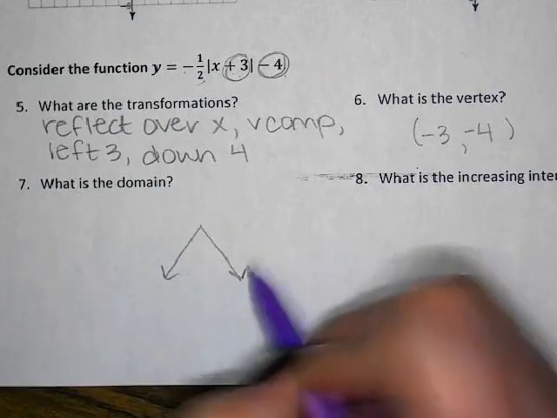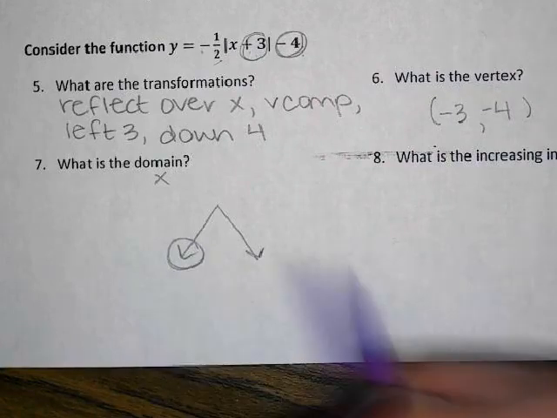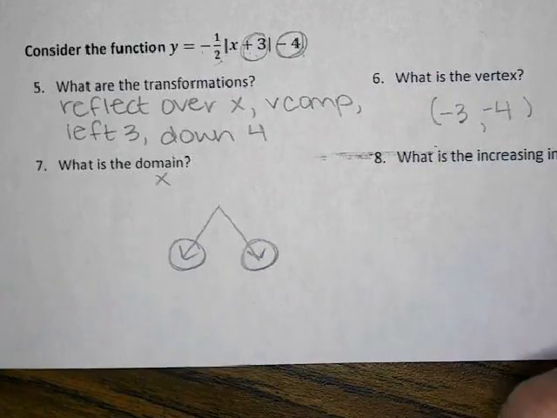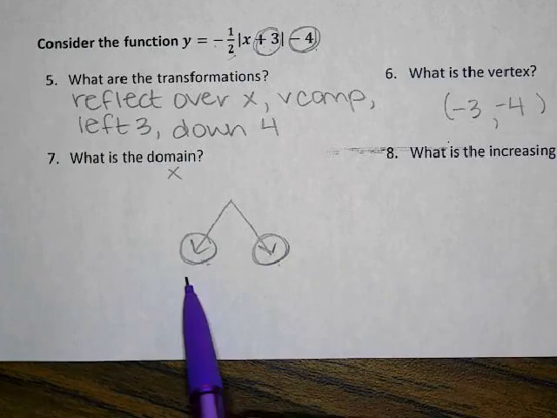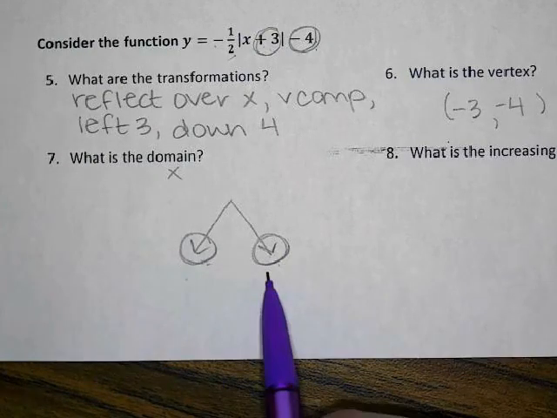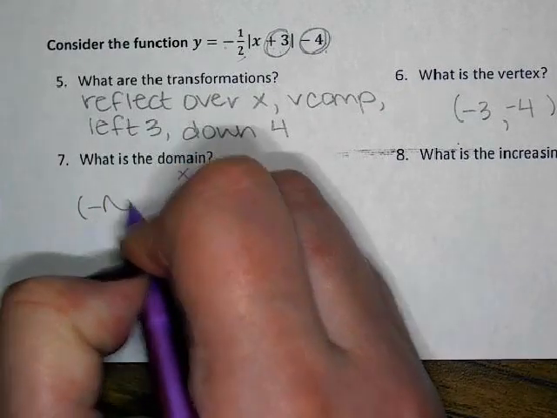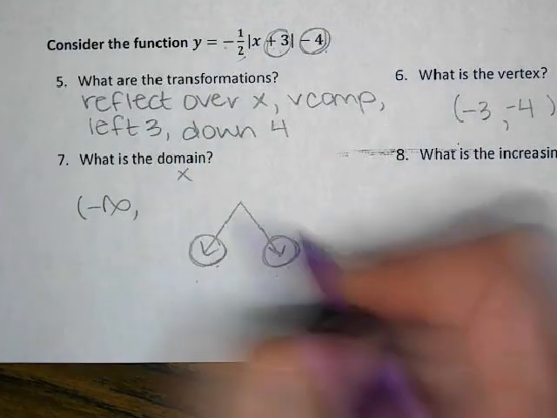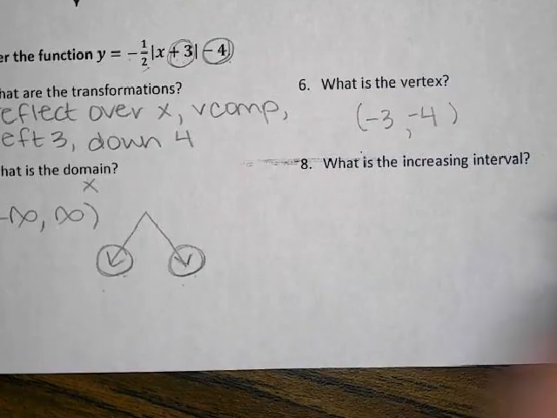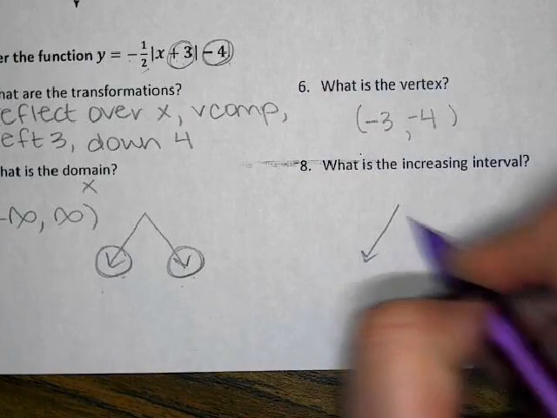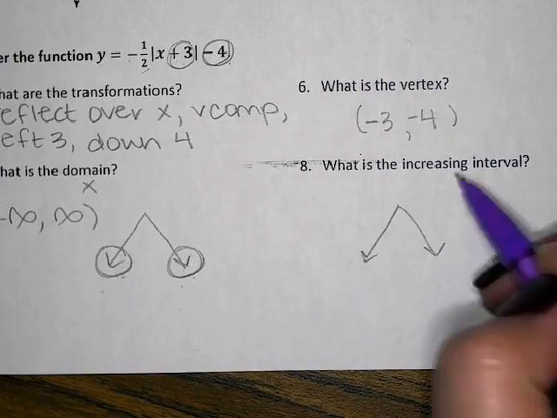The domain is the x values. So the domain is left to right. And what x values do we have? Left arrow to a right arrow. -infinity to +infinity, okay? And then for increasing and decreasing intervals, we have to picture our stick figure walking uphill and downhill.